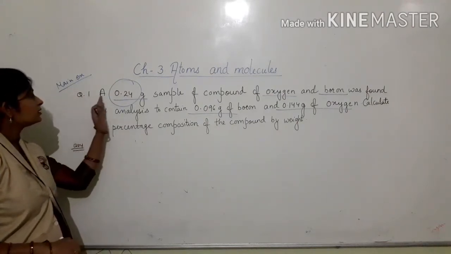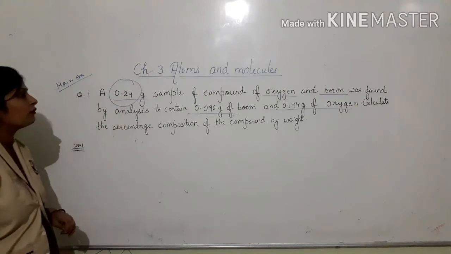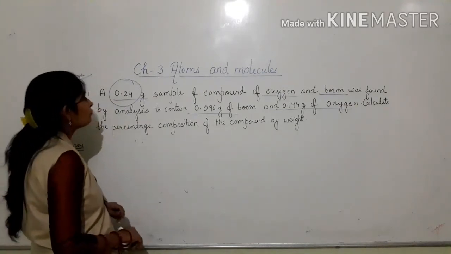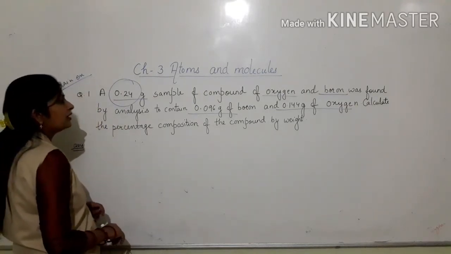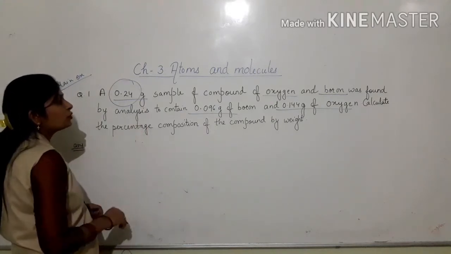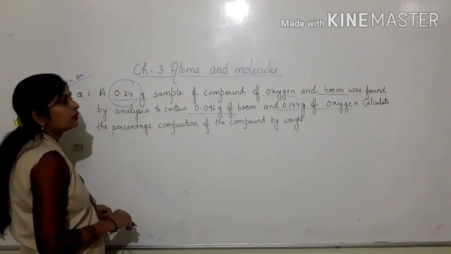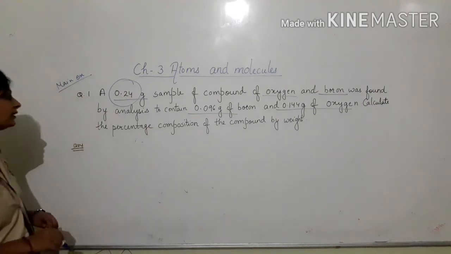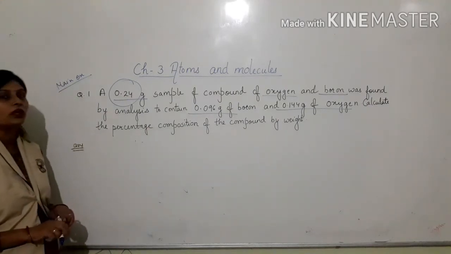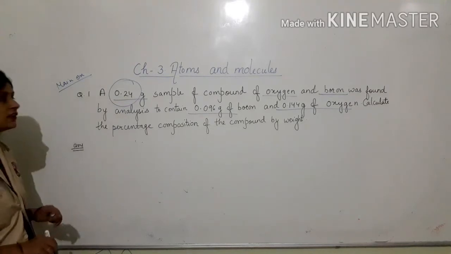Question number 1 of main exercise. Okay, a 0.24 gram sample of a compound of oxygen and boron was found by analysis to contain 0.096 gram of boron and 0.144 gram of oxygen. Calculate the percentage composition of the compound by weight.